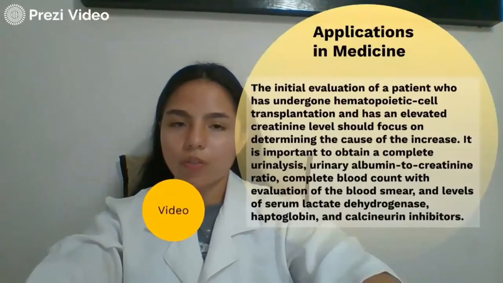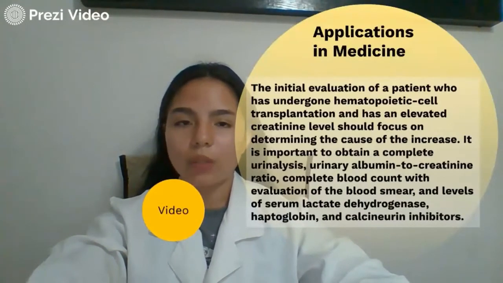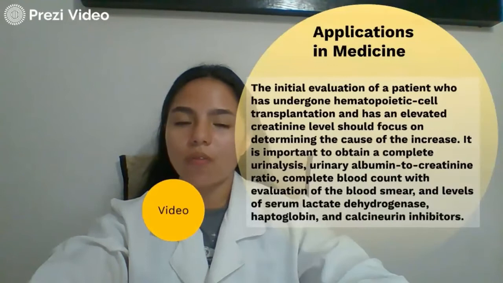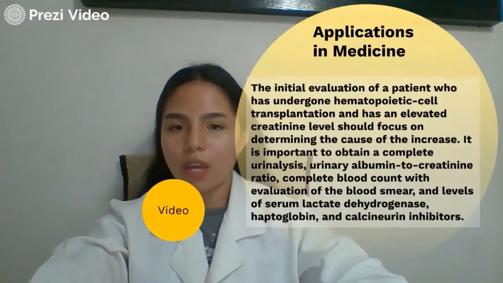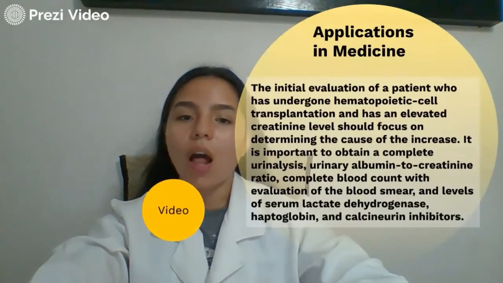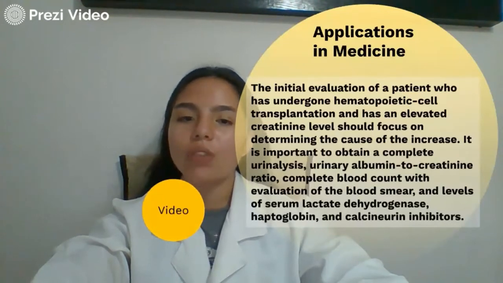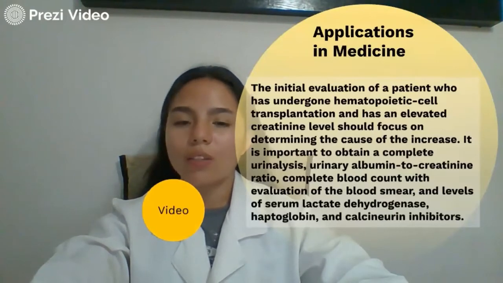Applications in medicine. The initial evaluation of a patient who has undergone hematopoietic cell transplantation and has an elevated creatinine level should focus on determining the cause of the injury. It's important to obtain a complete urinalysis, urinary albumin to creatinine ratio, complete blood count, and an evaluation of the blood smear and levels of serum lactate dehydrogenase, haptoglobin, and complement inhibitors.